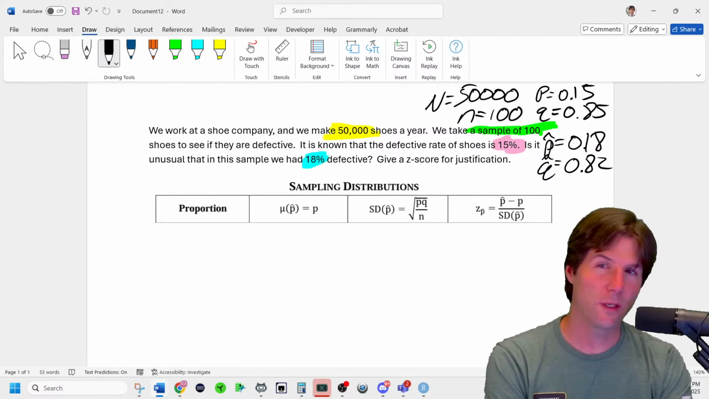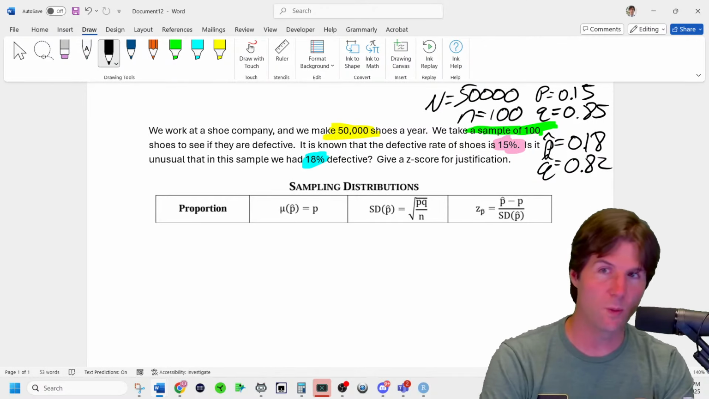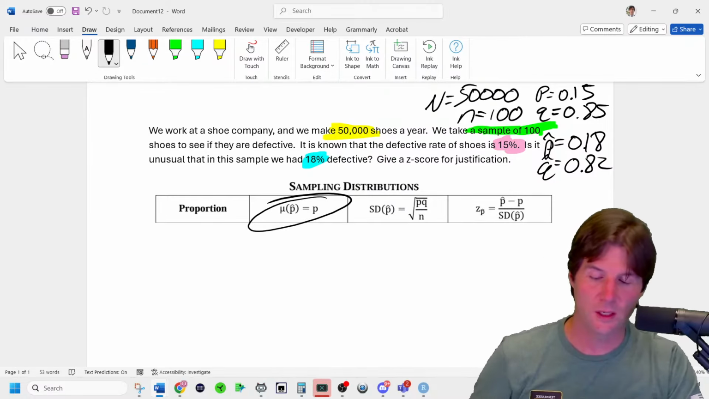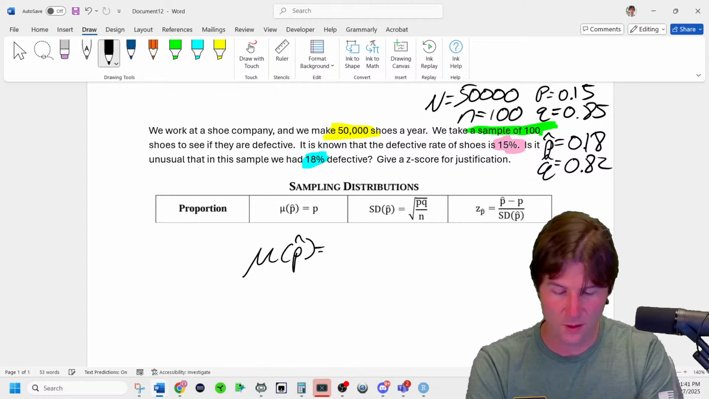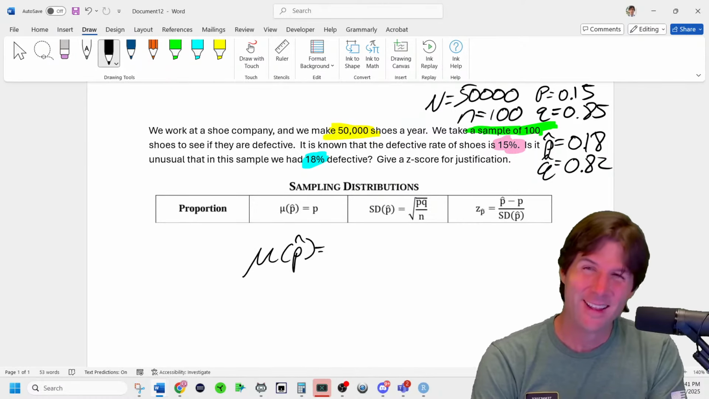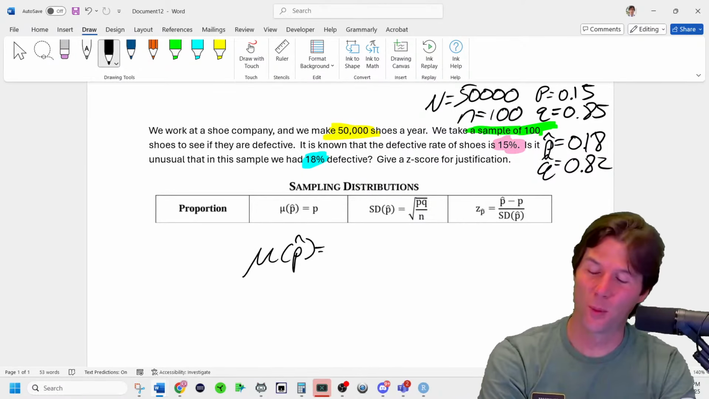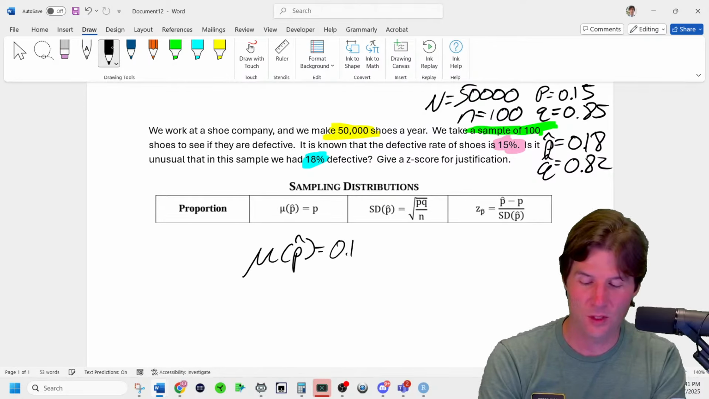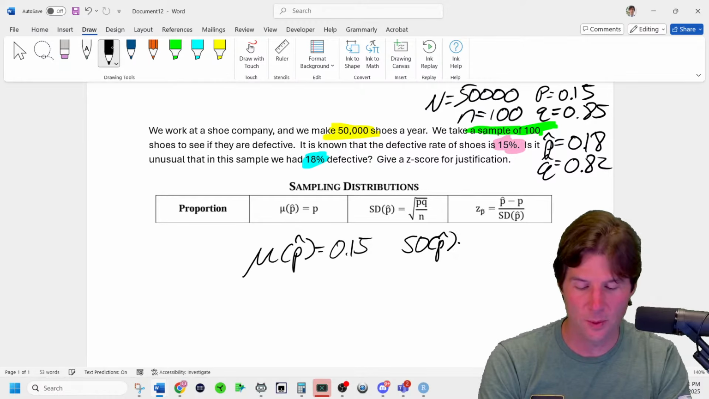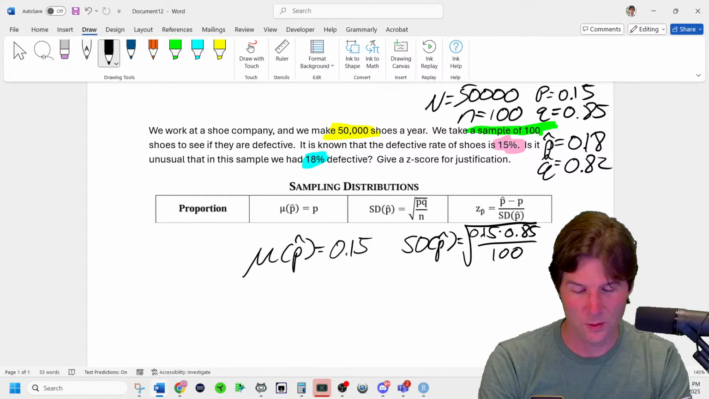Now, if you look, the equations walk you through this. What is mu p hat? It is what we'd expect to see in a sample. So we would expect the mean of a sample proportion to be the true proportion, which is p. So we simply expect to see 15% defective in a sample. We expect the standard deviation of the sample proportion to be the square root of p times q over n. So we type in the square root of p times q over n. That's what we do right there.